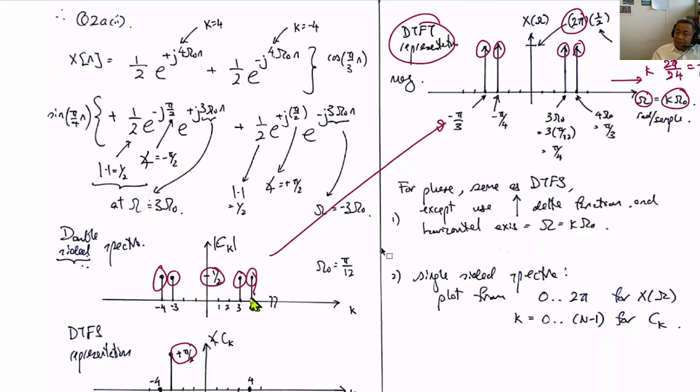Some remarks. This is the double-sided spectra. Okay, this is a double-sided spectra. If we want to do the single-sided spectra, then we will go from 0 all the way to 24.